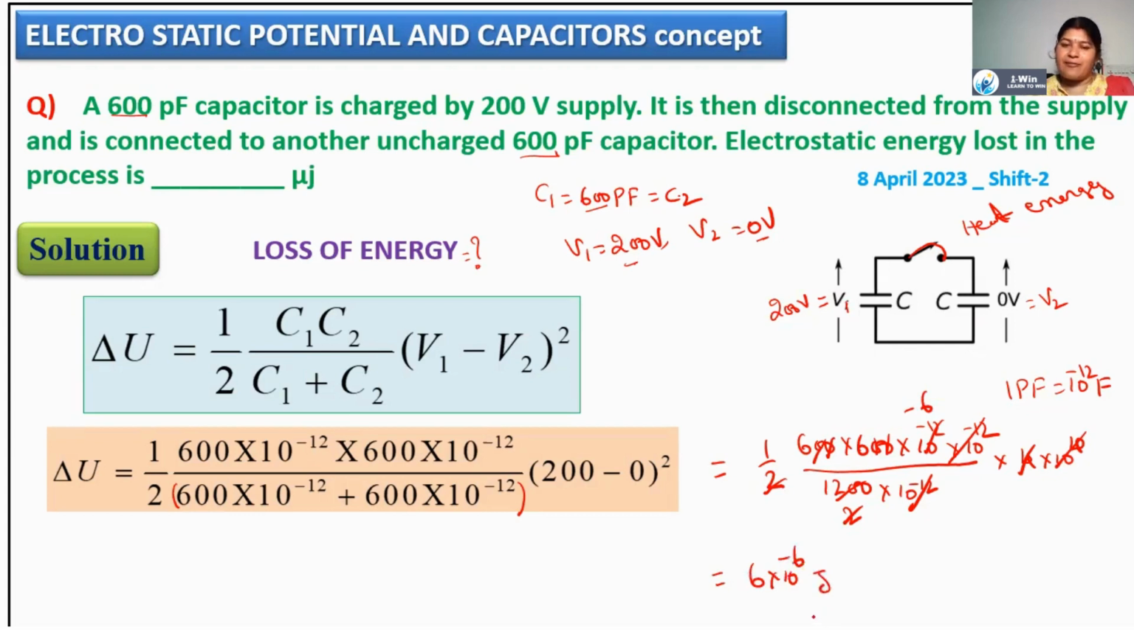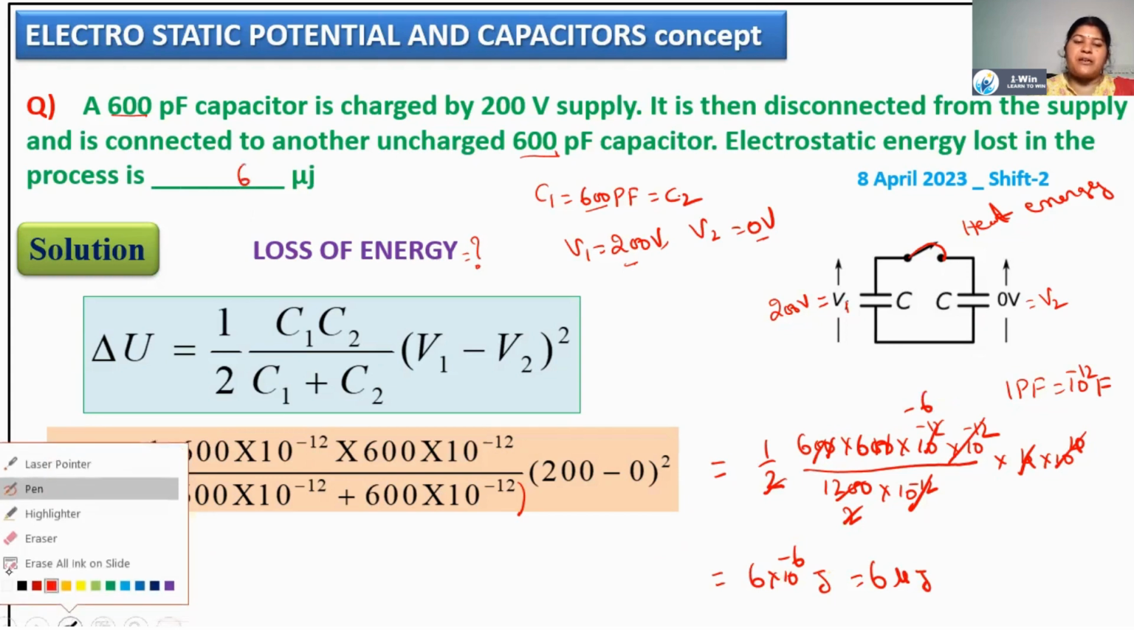The SI unit is joule. 10 power minus 6 is taken as micro, which means 6 microjoule is your answer. So here the answer is 6. This is the explanation part of this question.